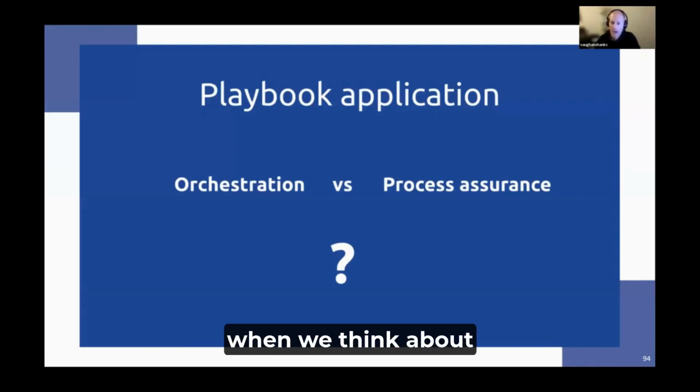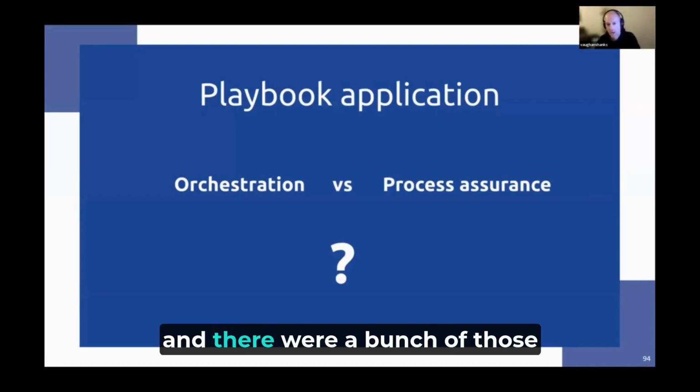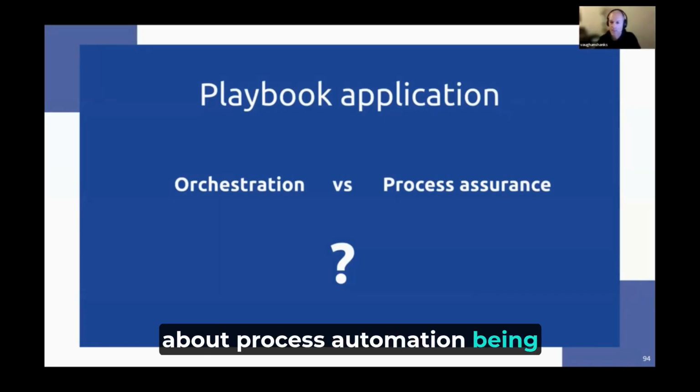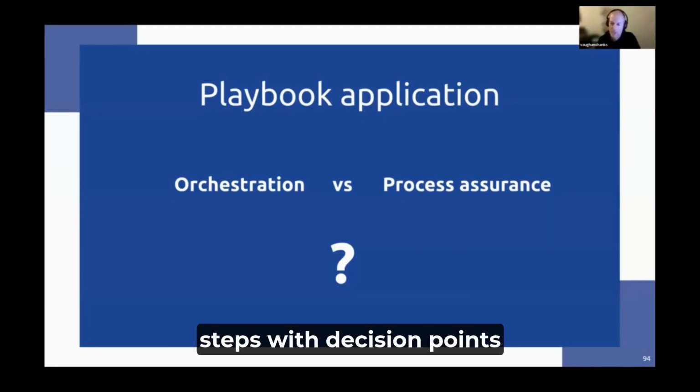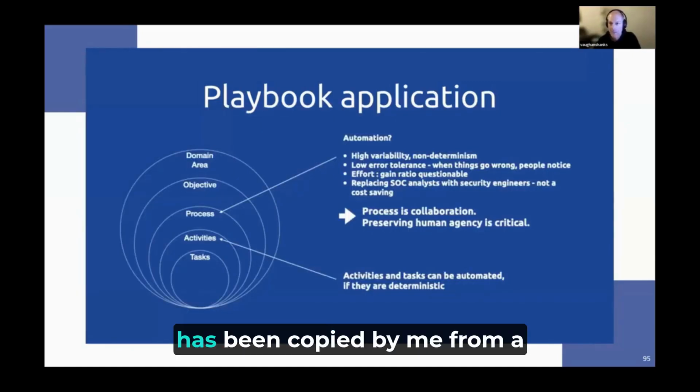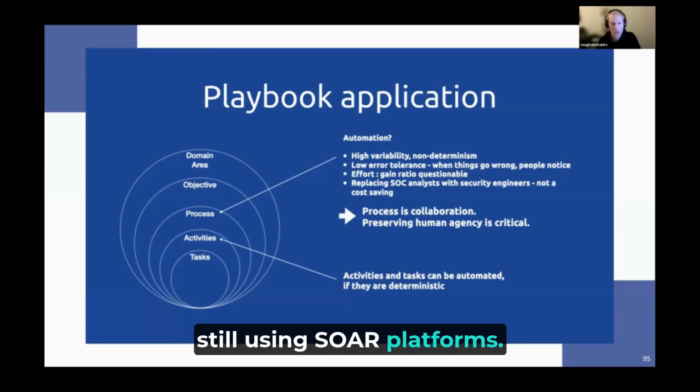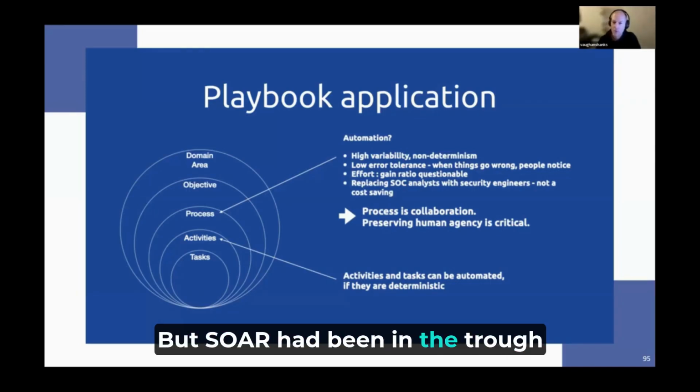When we think about SOAR applications, and there were a bunch of those that came out maybe 10 years ago, we think a lot about orchestration and about process automation, being able to run through a series of steps with decision points, automating cyber response. The other way to think about it is process assurance. So this diagram here, I copied from a talk I went to by a Gartner analyst. I know there's a lot of people still using SOAR platforms. But SOAR had been in the trough of disillusionment for a year on the Gartner curve, and they declared it to be dead. Let's look though at this diagram.